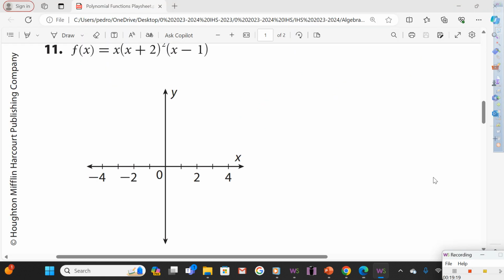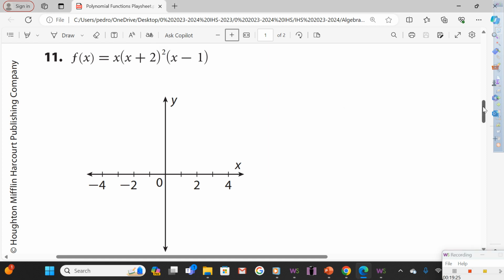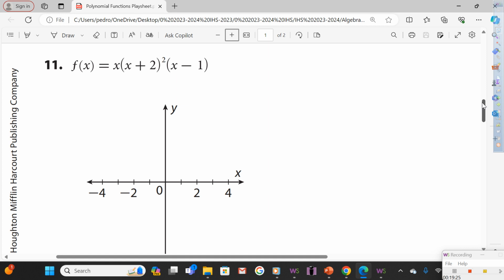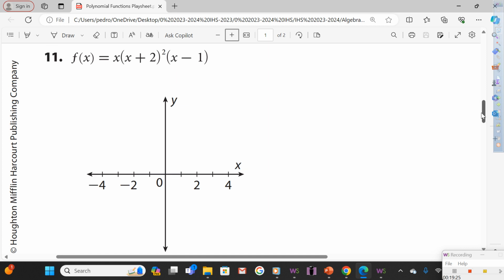All right. Copy this one. Let's do this one together as well. F of x equals x times (x plus 2) squared times (x minus 1). Copy that. We're going to do it again.